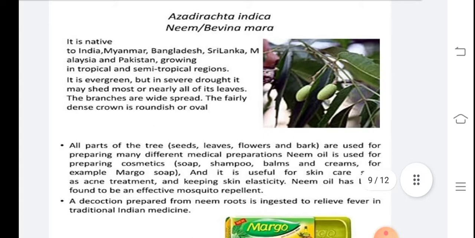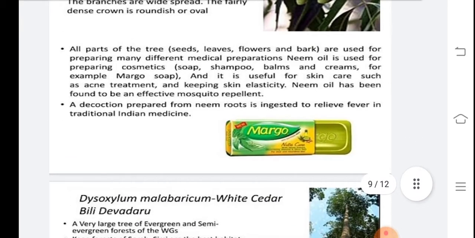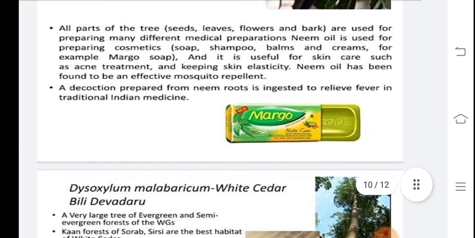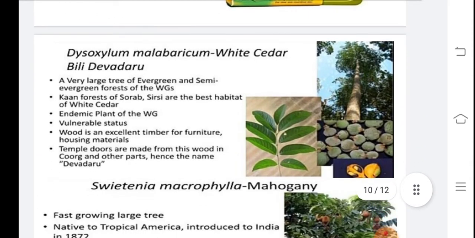Then Azadirachta indica, neem. This is a good photograph with fruits, and commonly it is evergreen. We already know the leaves generally show a dark greenish color. So you remember this one. Then some products are there, the decoction of the leaves. It is used to relieve fever and as an insecticide. Margosa pesticide is one good famous pesticide prepared from this one.